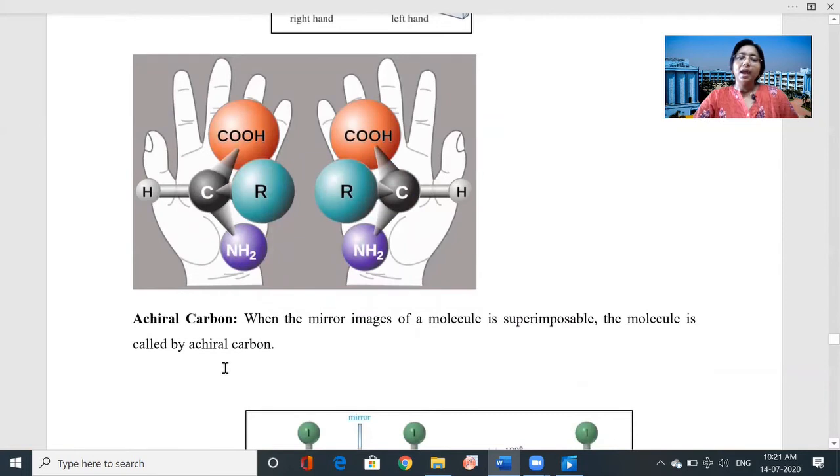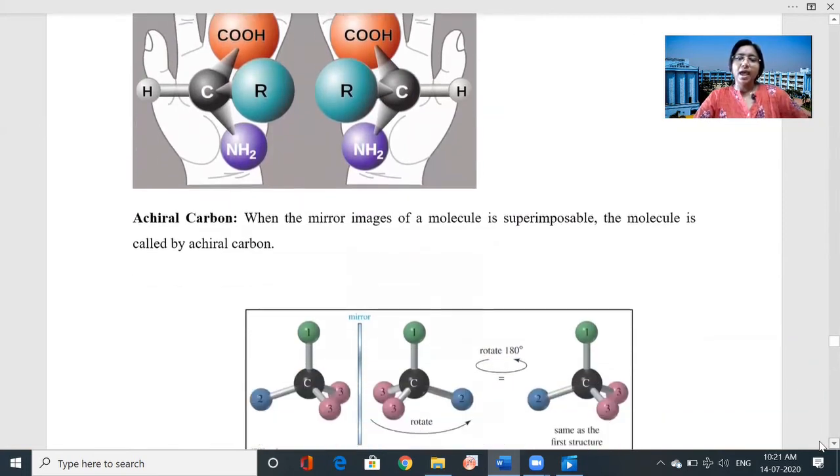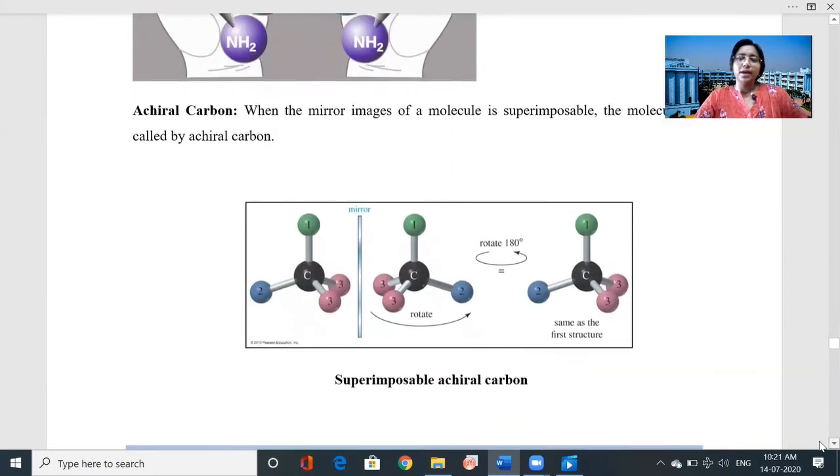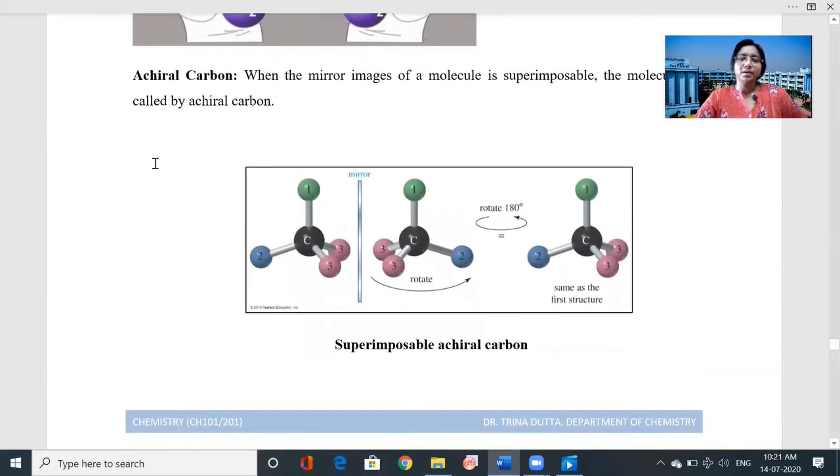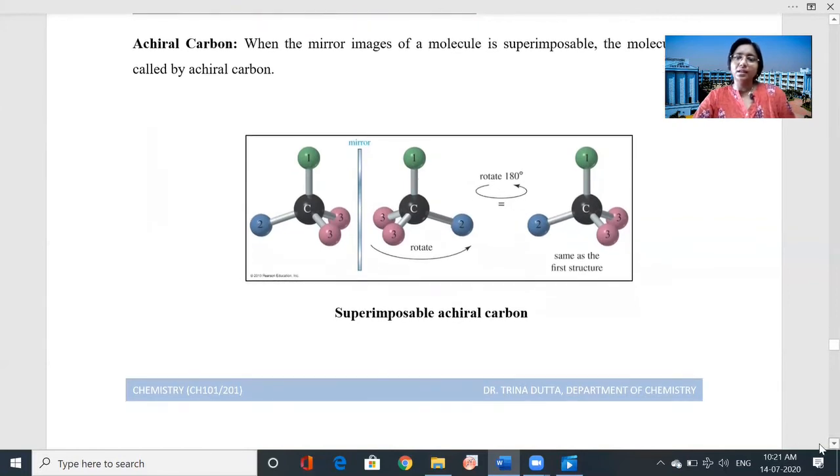Next is achiral carbon. That is just the opposite of chiral. So look at this figure. Here you can see the carbon, with 1, 1, 2, 2 and 3, 3. So similar groups are there. If we take the mirror image, they will be superimposable. That is called achiral carbon.